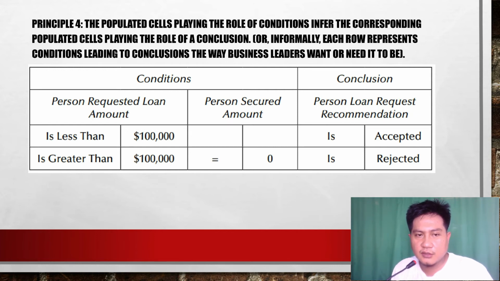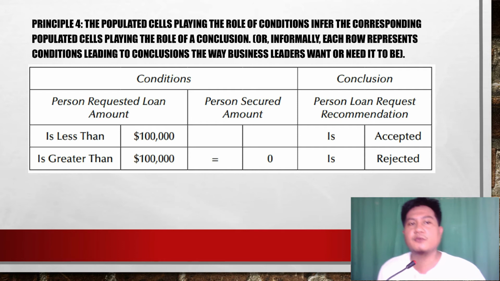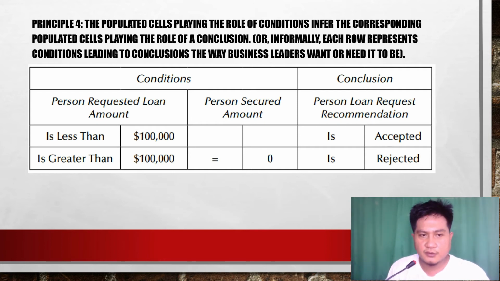So a condition has a negative and a positive, so it might have either a negative or positive conclusion depending on the rule of the business. Okay, so that is principle number 4. So, an example of a conditional computation.